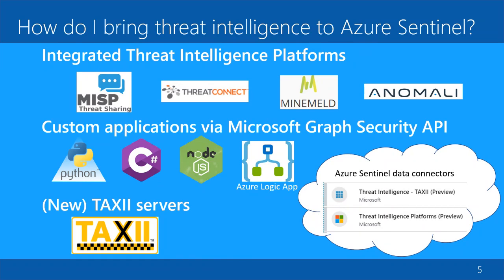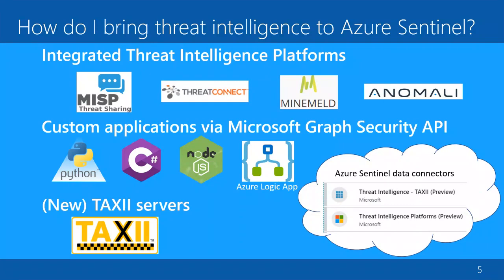If you happen to be using a custom solution, so perhaps you have a homegrown threat intelligence solution for your organization, we have an API called the Microsoft Graph Security API that you can use in any number of different languages to write your own integration from that platform to Microsoft and send threat intelligence up to us. The other thing we have in this category is Azure Logic Apps, which is our automation platform. Azure Logic Apps has built-in connectors for Azure Sentinel to push threat intelligence.